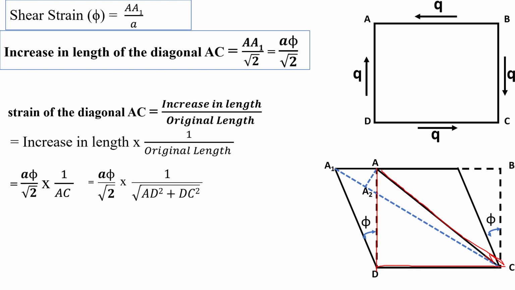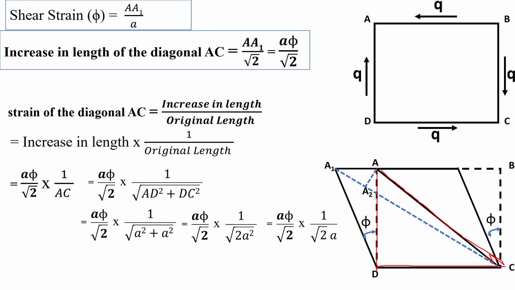AD is the length of the side of a square block, that is small a. Similarly, DC is also small a. So AD square will become small a square and DC square will become small a square. Then this equation will become aφ by root 2 into 1 divided by root of a square plus a square, which is 2a square. Then the strain in diagonal AC will become aφ by root 2 into 1 divided by root 2 a.